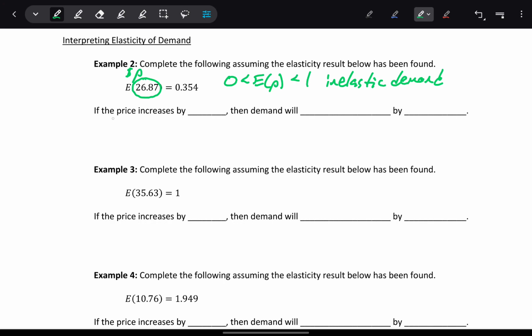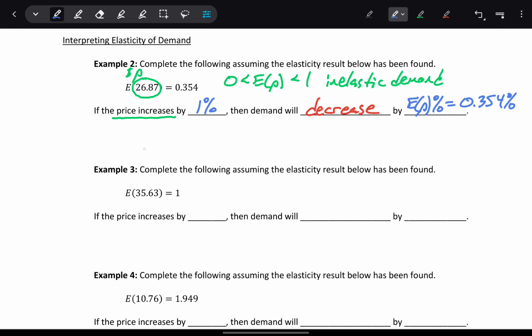This tells us that if our price increases by 1%, then demand, which has an inverse relationship with price, will decrease by E of P percent, which in this case would be 0.354%.